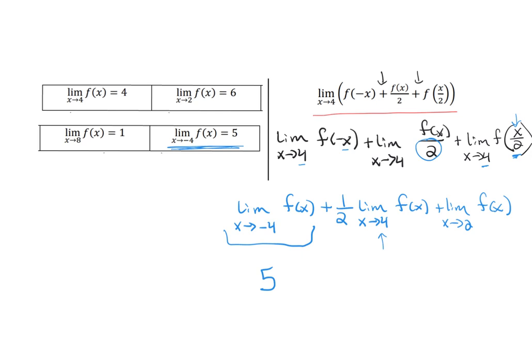Okay, approaching 4 is this. So plus 1/2 times 4. And then approaching 2 is this, plus 6. So I've got 13 for the final answer. These can be pretty confusing at first, but after you do a few examples, I think you will catch on.